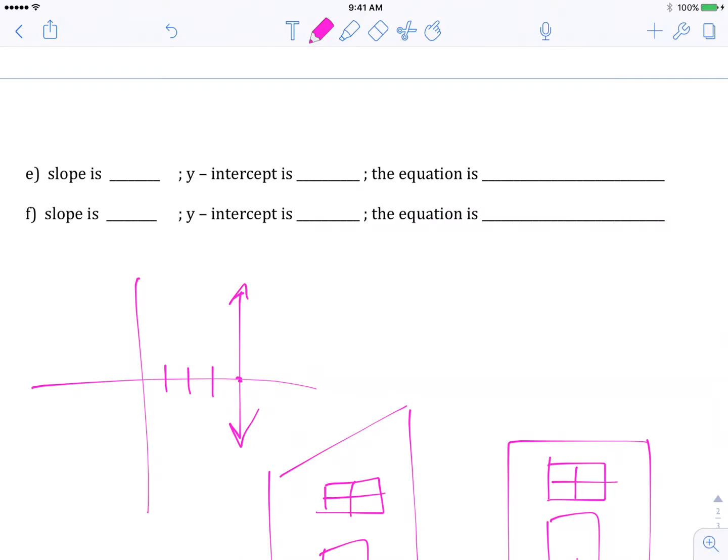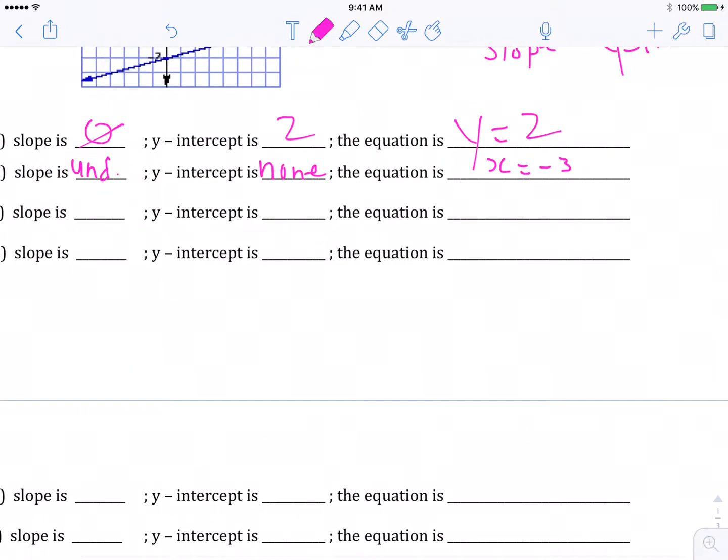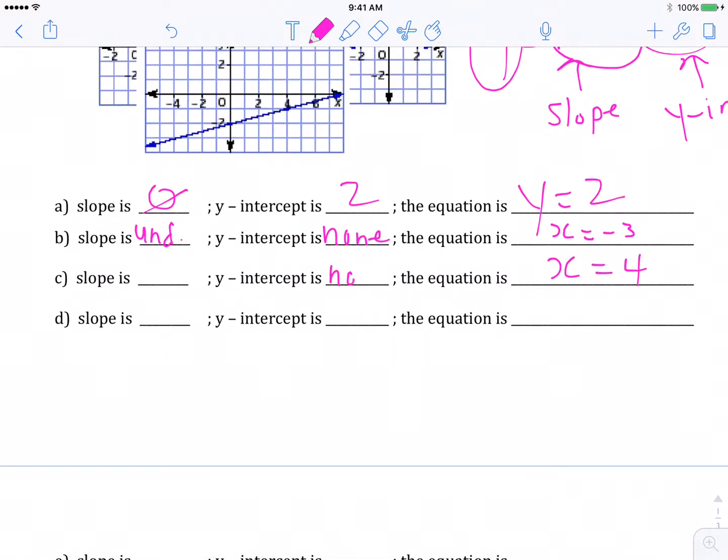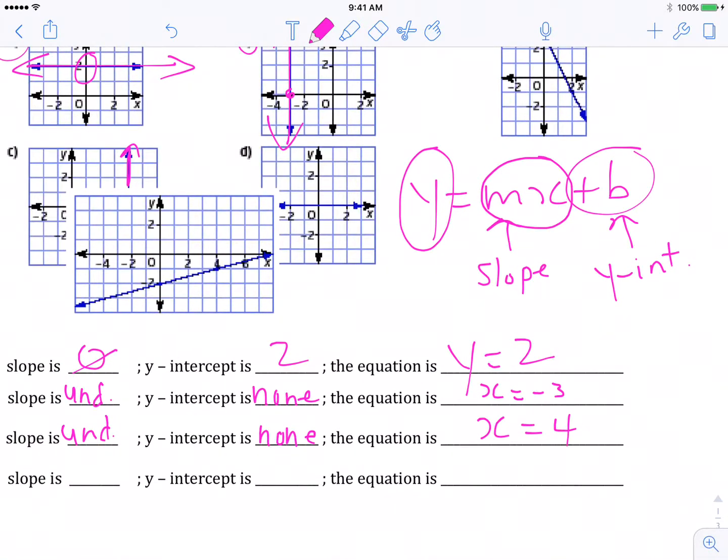And in this case, again, the slope is undefined, and the y-intercept, there is none. In this case, it's x equal 4. That's our equation. So let's fill that in here. X equal 4. The y-intercept, there is none. And let me just correct that. None. And the slope is undefined. Taking a look at D, we have a horizontal line again.